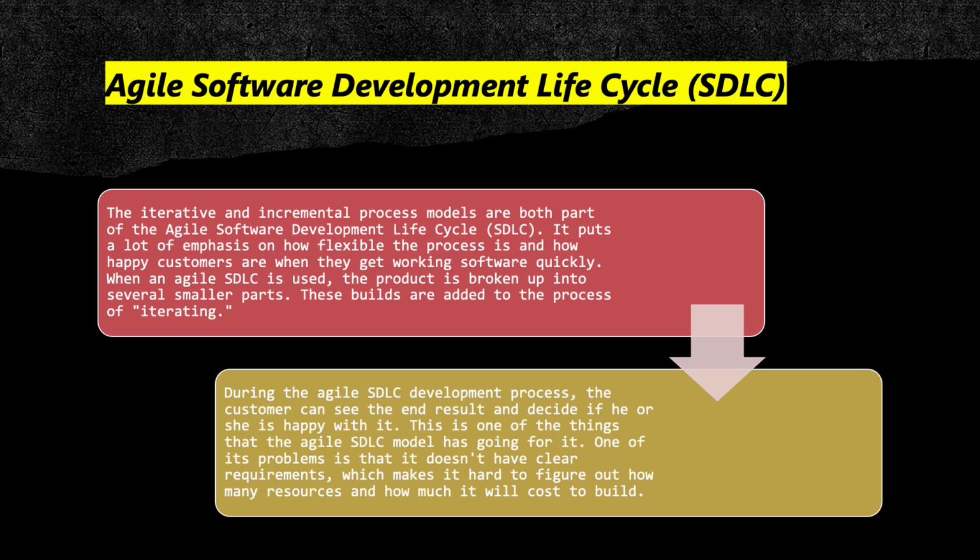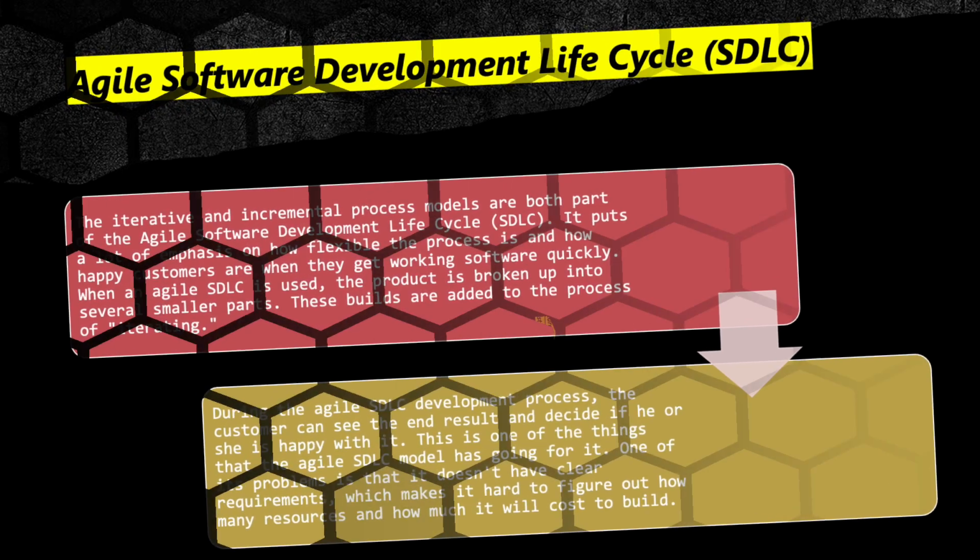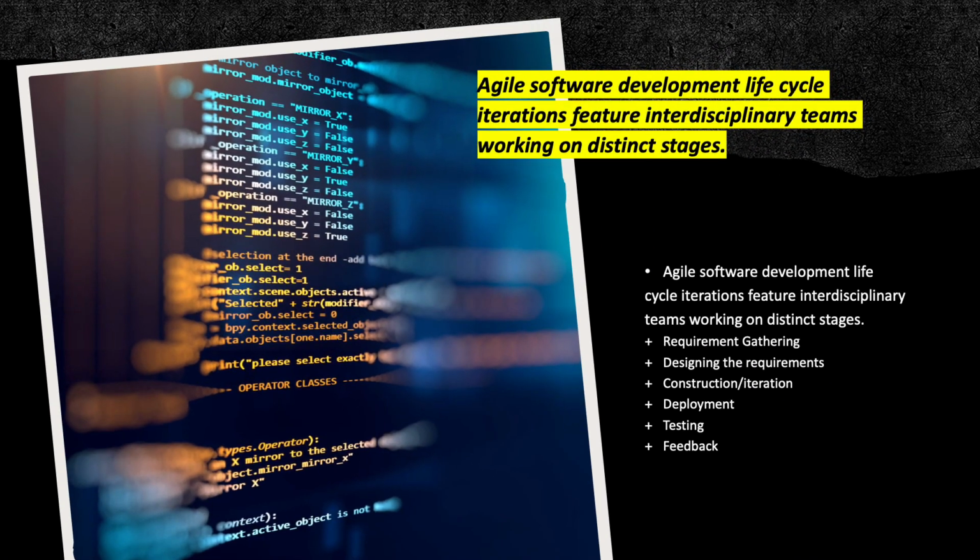It's difficult to estimate how much it will cost and how much time it will take to construct because it lacks well-defined specifications. Iterations in the Agile software development lifecycle often involve teams of people from different backgrounds working on different parts of the process to include requirements gathering, designing the requirements, construction and iteration, deployment, testing, and feedback.